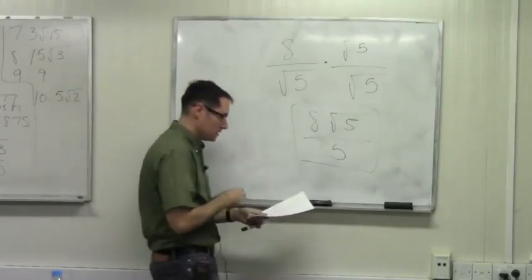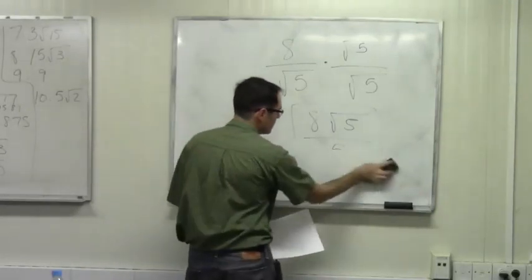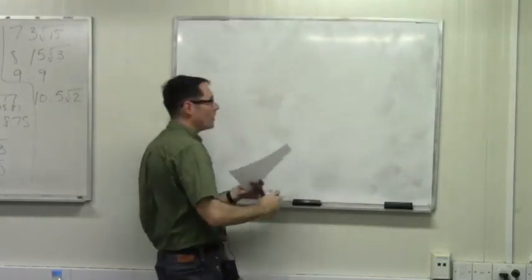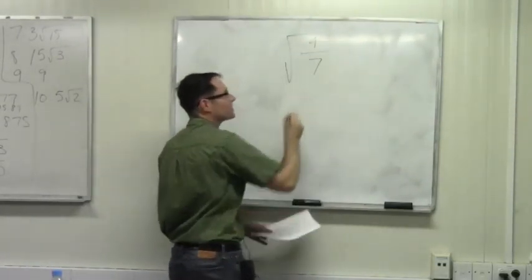Okay? Let's do a slightly different one. Let's do the square root of 4 divided by 7 like that.